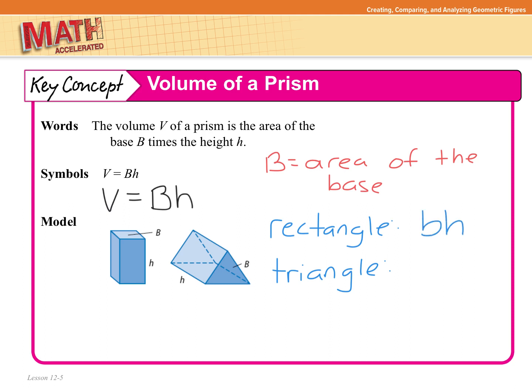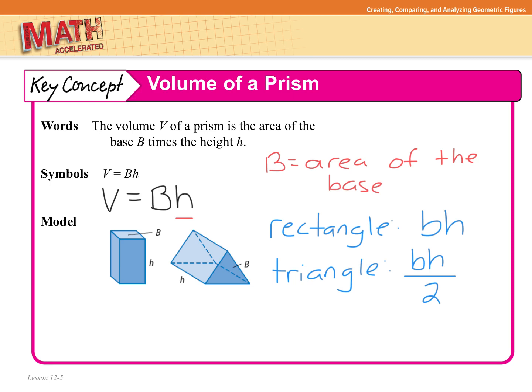How do we find the area of a triangle? It's base times height divided by 2. So to find the area of the base, you're either going to have a rectangle or a triangle, and then depending on which one you have, you're going to use its corresponding formula. And then the last part we need is our height. Does height stand for the height of the base or the height of the prism? It's the height of the prism.